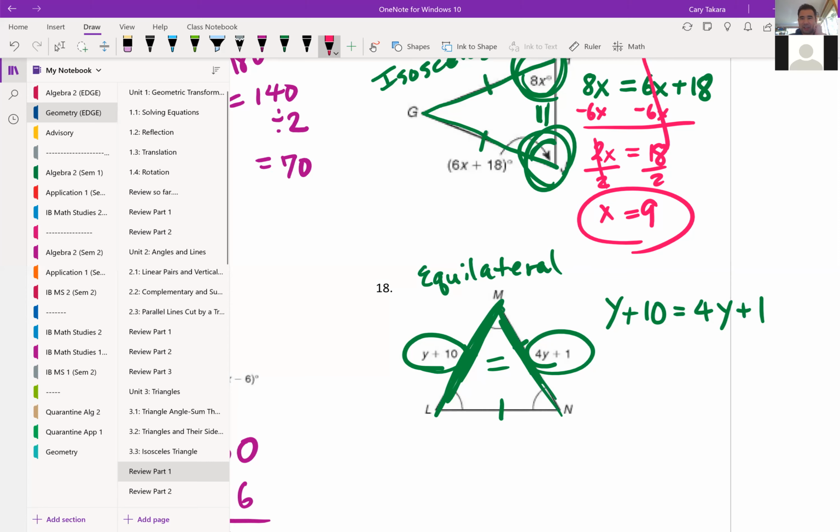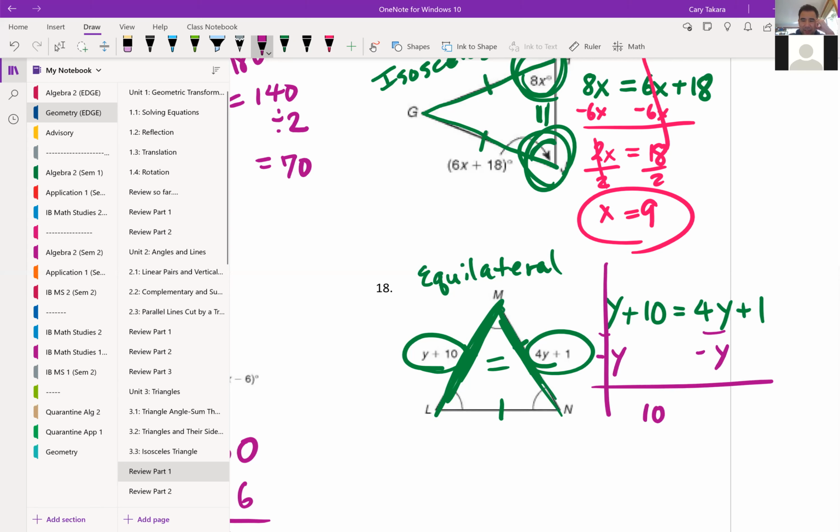Very good, Harley. Anybody else? Again, we've got y and y on both sides of an equal sign. So we've got to get rid of the smaller y. Subtract y on both sides. So that will be gone.